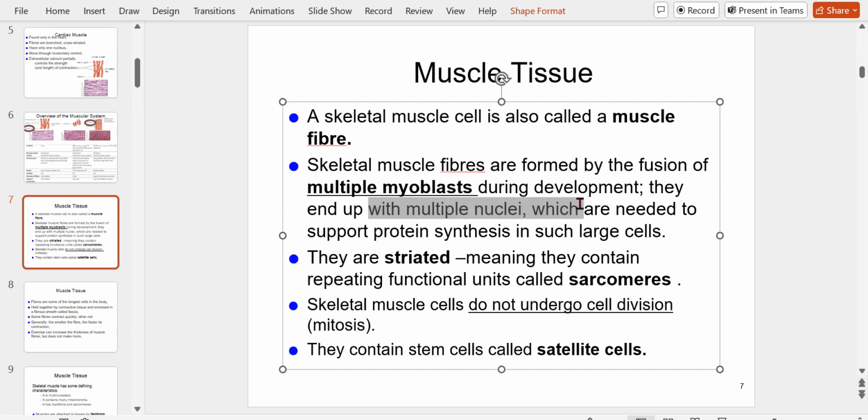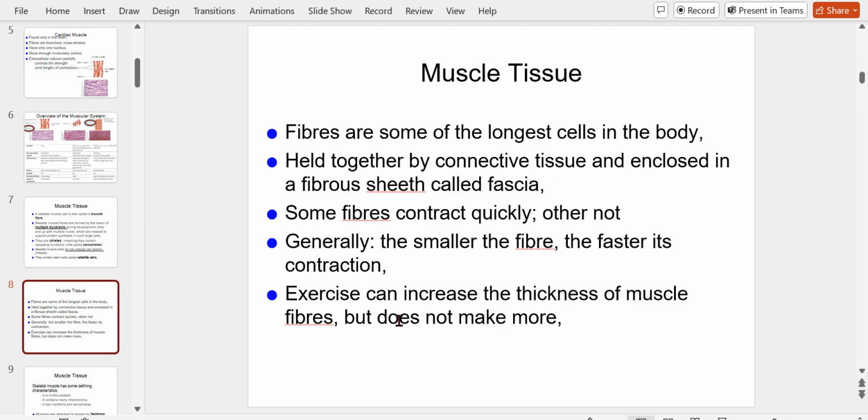They end up with multiple nuclei, which are needed to support protein synthesis in large cells. There's your striation, right? And there's that beautiful word that we'll get to, sarcomeres. Skeletal muscle cells do not undergo cell division, mitosis, like body cells. Our skin, our nails, our hair, they're constantly dividing. Not so here with skeletal. They do have stem cells called satellite cells.